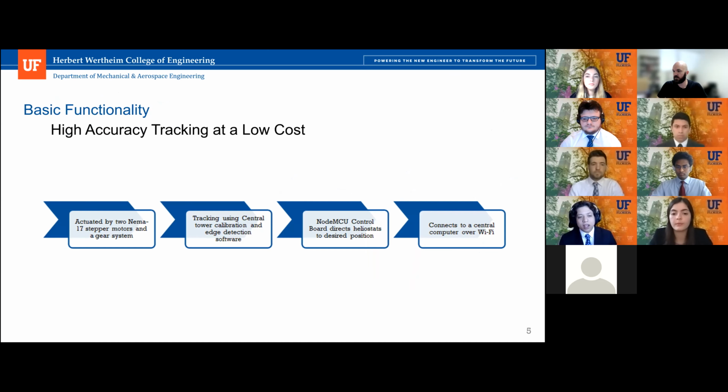So for basic functionality of our tracking system, it is actuated by our 2 motors with the gears, and the tracking is done through our camera and edge detection software, which is then sent to our control board, which directs the heliostats, and that is connected to a central computer over Wi-Fi. Next slide.